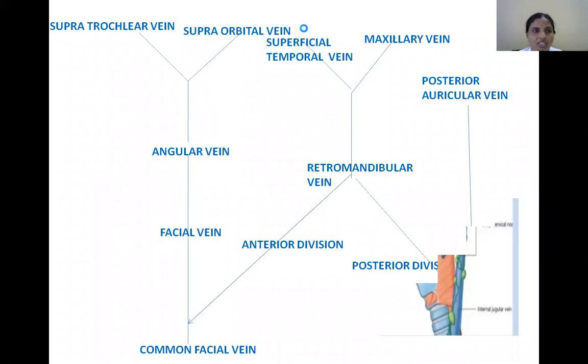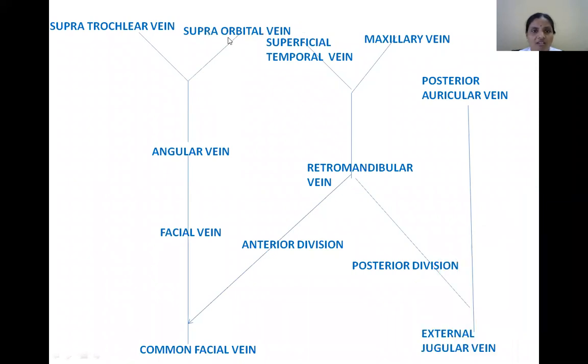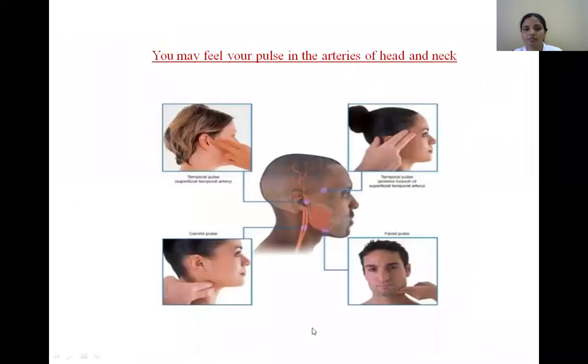So you see, the supratrochlear vein and supraorbital vein fuse to form the angular vein. The angular vein continues as the facial vein, and the facial vein receives the anterior division of the retromandibular vein, where it forms the common facial vein, right? Whereas the superficial temporal vein and maxillary vein fuse to form the retromandibular vein. This retromandibular vein is further divided into anterior and posterior divisions. This posterior division joins with the posterior auricular vein, where it forms the external jugular vein.